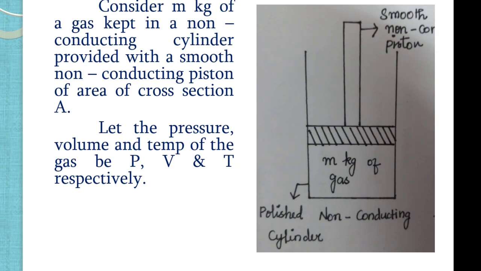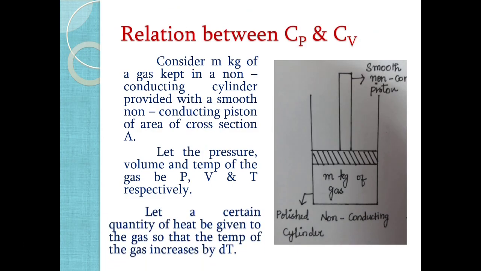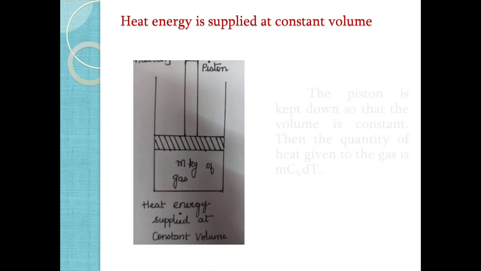Generally, when we provide heat energy to any substance, its temperature rises. Now let us provide a certain quantity of heat to the gas so that the temperature of the gas increases by dT. We can supply heat energy to the gas in two different situations: one by keeping the pressure of the gas constant, and the other by keeping the volume of the gas constant. First, let us supply some heat energy by keeping the volume of the gas constant.